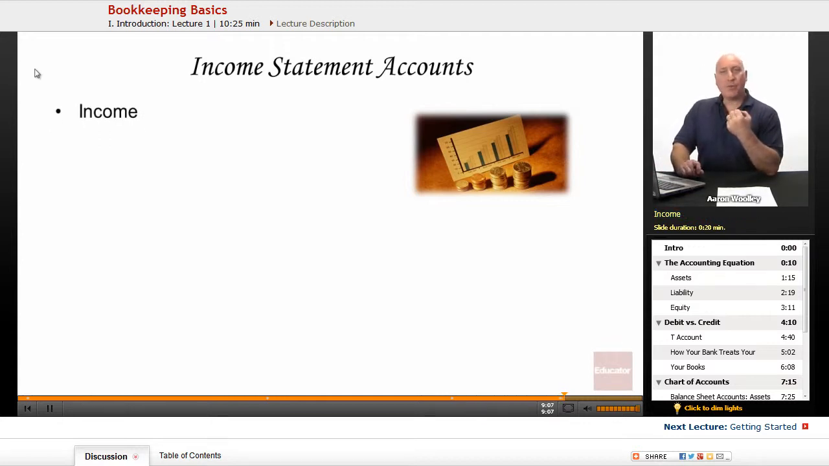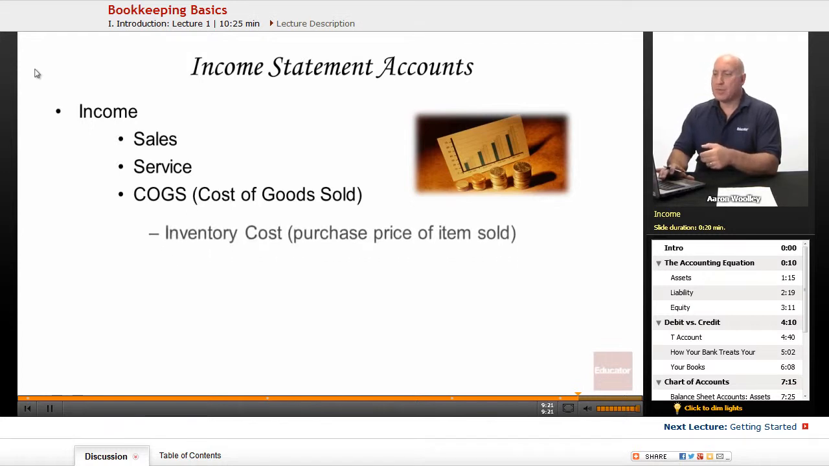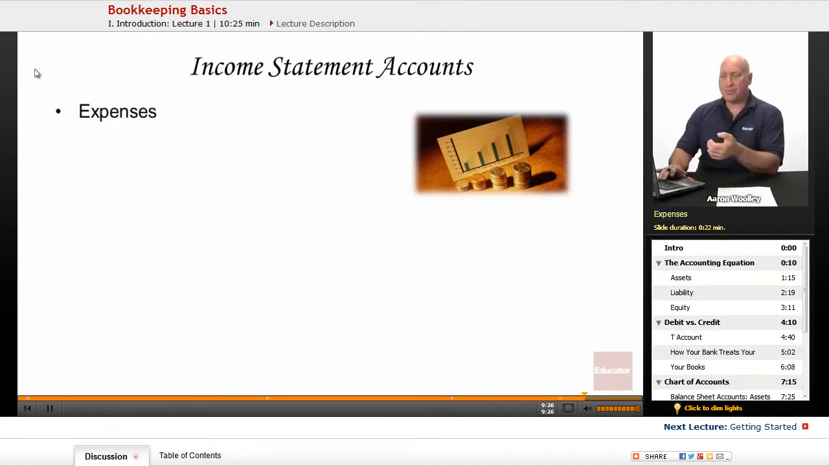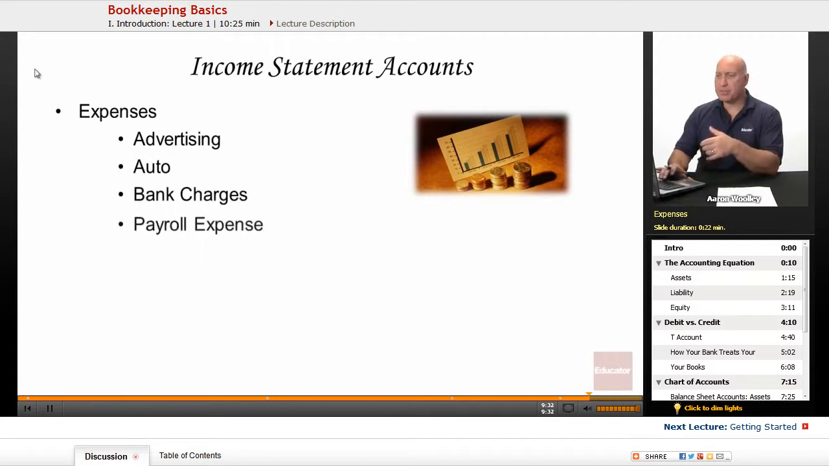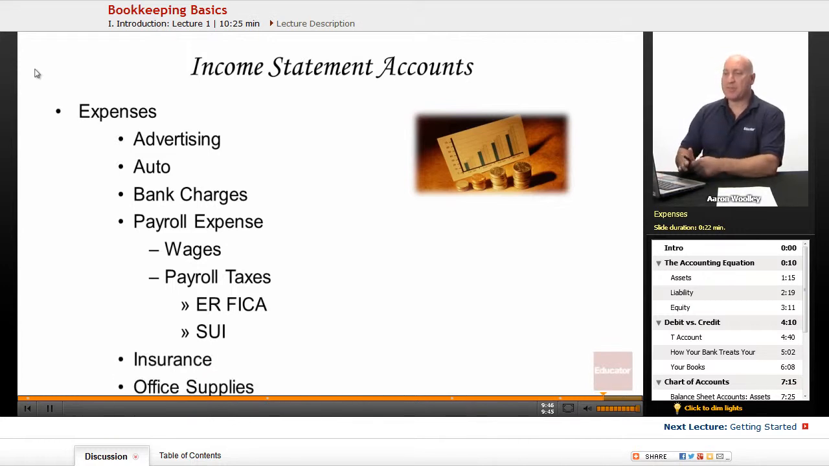Part of the income statement, of course, is our income, which could be sales and products and services. Our cost of goods sold is part of our income. It's our product less the cost of that product. So it's our inventory cost, purchase price of the item sold. Then we have our expenses. Advertising costs, auto, bank charges, payroll expenses, payroll, which could be wages, payroll taxes, employer FICA and state unemployment insurance. Then there's our insurance costs, etc. There's many different types of expenses that we have.